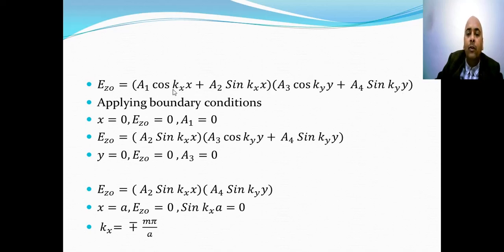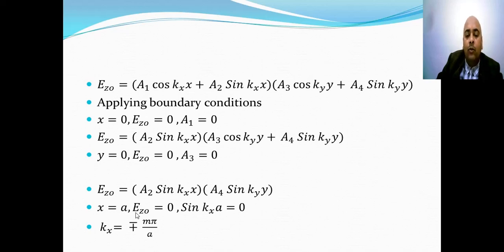At x is equal to 0, cos of theta will become 1, so either A1 is 0 or this whole term is equal to 0. As the whole term cannot be equal to 0, we are left with the option that A1 is equal to 0. Similarly, at y is equal to 0, Ez0 is again equal to 0 and from here we obtain that A3 is equal to 0. So when A1 and A3 are equal to 0, we are left with A2 sin kx x into A4 sin ky y.